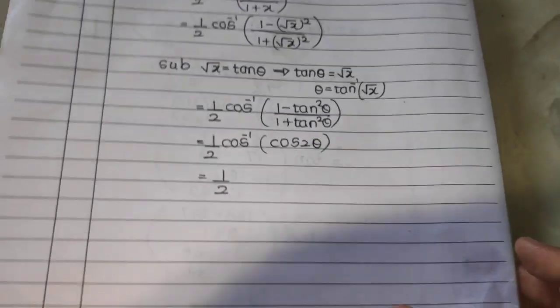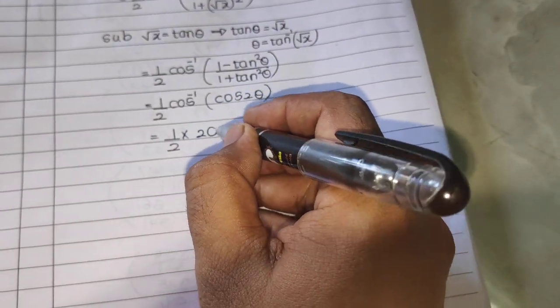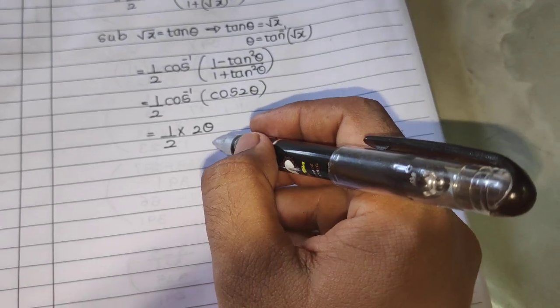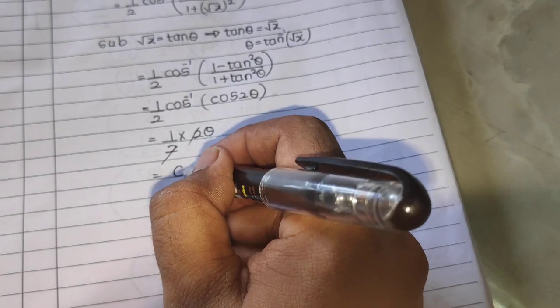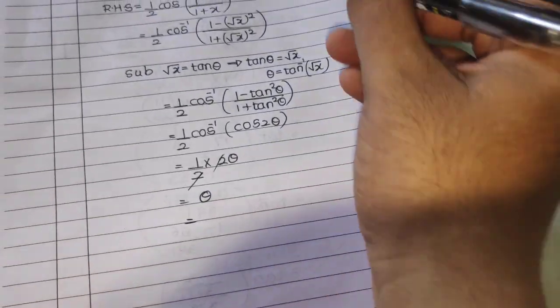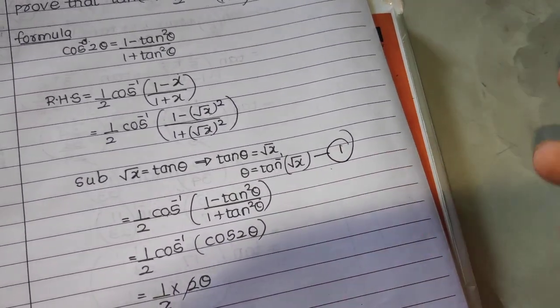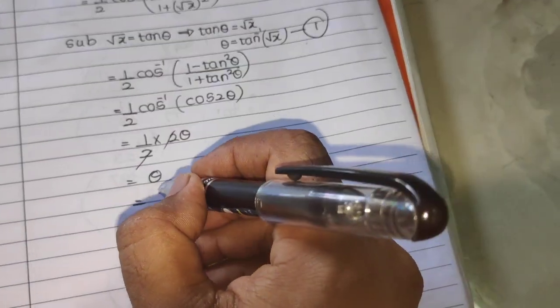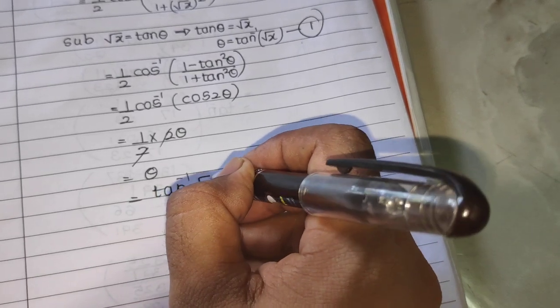So cos inverse of cos 2 theta is equal to 2 theta, and we are left with only theta. And yes, if you observe carefully, let this be number 1. So what is the value of theta? Theta is tan inverse of root x.